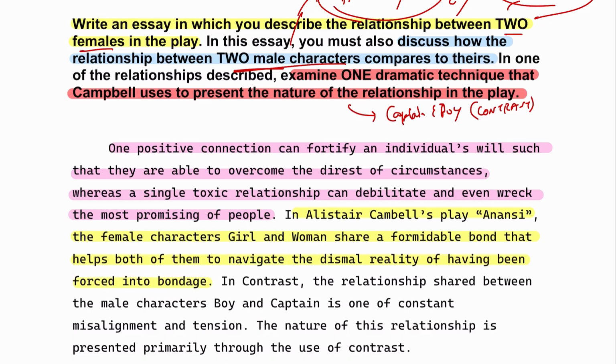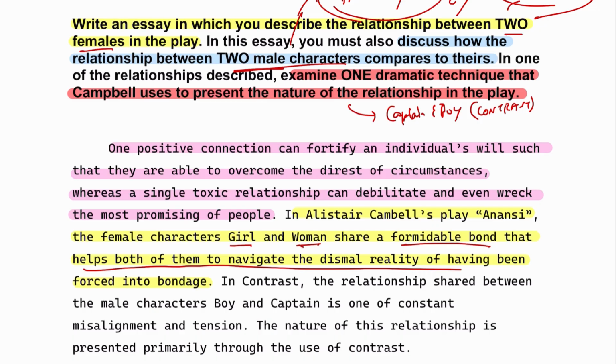All right, I'm not going to go any further than that. I am just going to leave it right there for the intro. We're not going into details. We're not providing evidence. I am just laying the foundation for what this particular body paragraph will be, right? So I mentioned the two characters, girl and woman. I briefly characterize their relationship, formidable bond, and of course I have to say that it helps them both to navigate blah blah blah. So that's their relationship in a nutshell. I'll provide evidence and stuff like that when I get to paragraph 2.